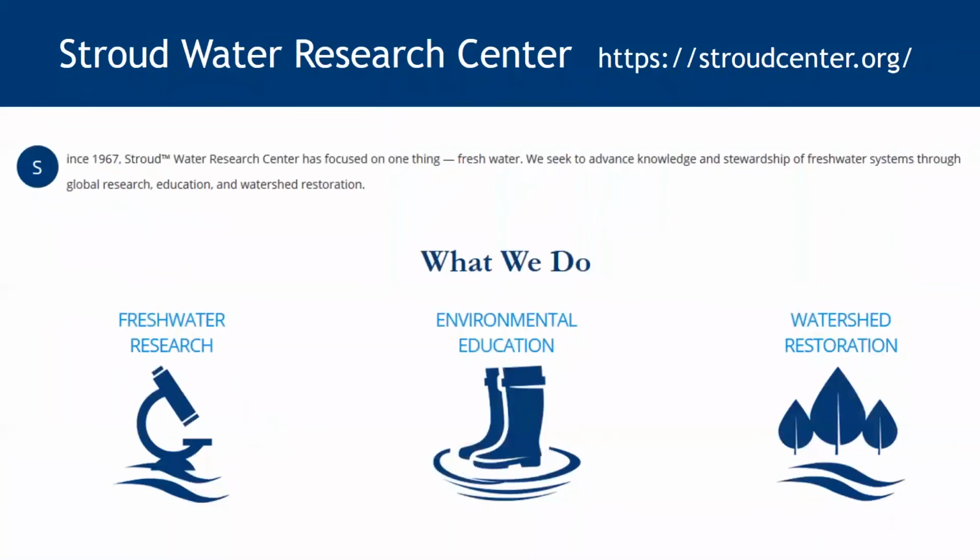So let's see. What do we do at the Stroud Water Research Center? We have 3 departments. We have freshwater research, environmental education, and watershed restoration. So I'm the director of the environmental education department. And the goal of our department is, in short, to interpret what the scientists and the restoration staff are doing and communicate that in education and outreach programs.